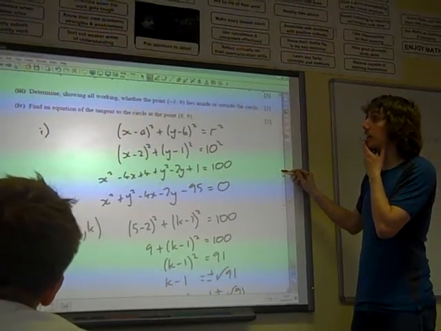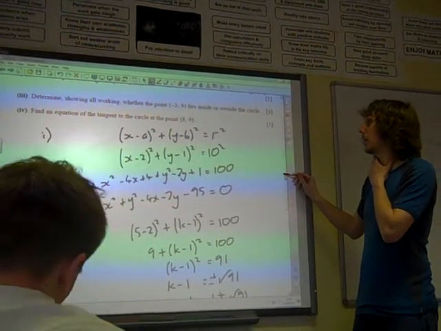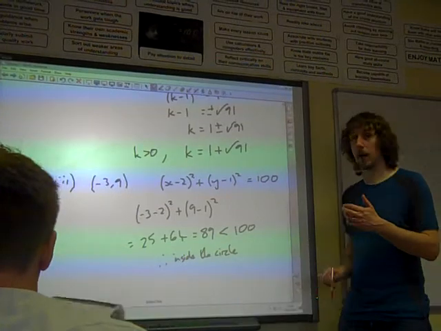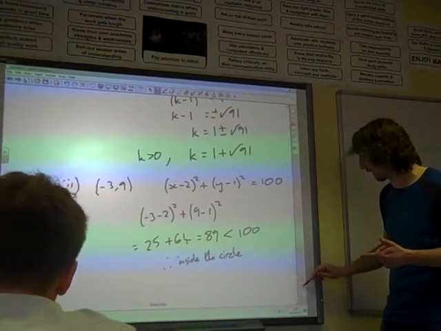Find an equation of the tangent to the circle at the point 8, 9. Well, I'll go on to the next slide for this. This is the key bit here.